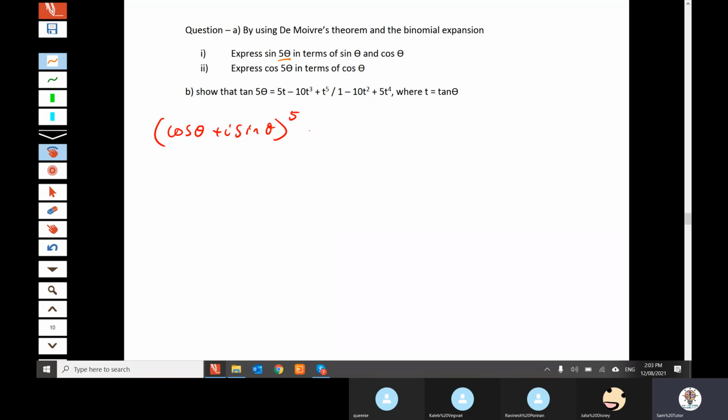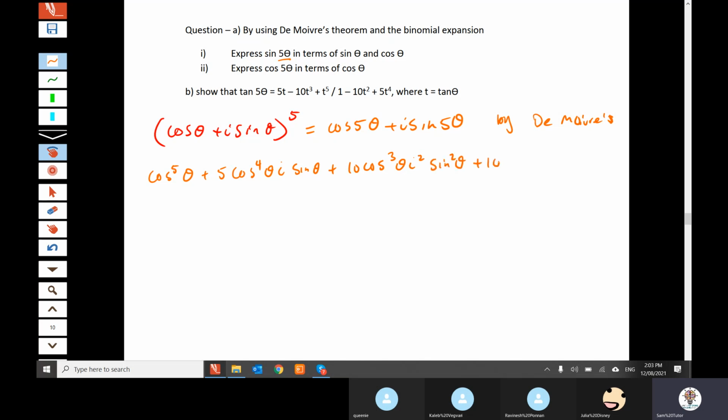We have this, and we're going to expand this using De Moivre's theorem. Then it also equals cos to the 5 plus I, nope, plus it's 5, isn't it? 5C1. Yep. 5 cos to the 4 I sine plus 10 cos cubed I squared sine squared plus 10 cos squared I cubed sine cubed plus 5 cos theta I to the 4 sine to the 4 plus I to the 5 sine to the 5 theta.